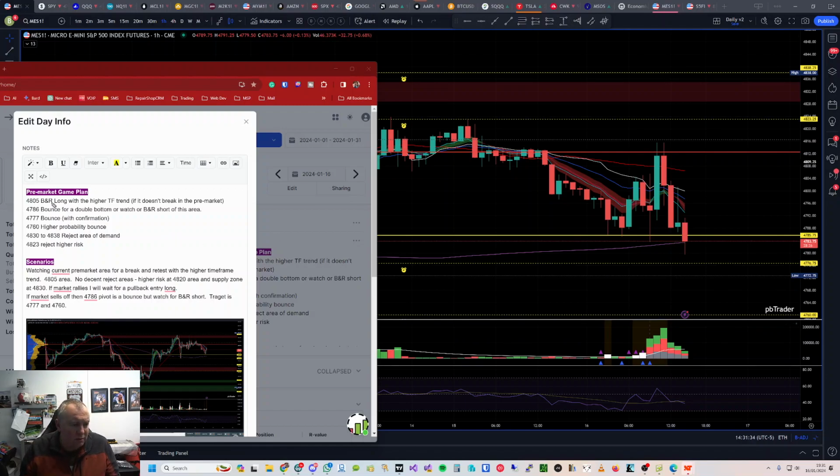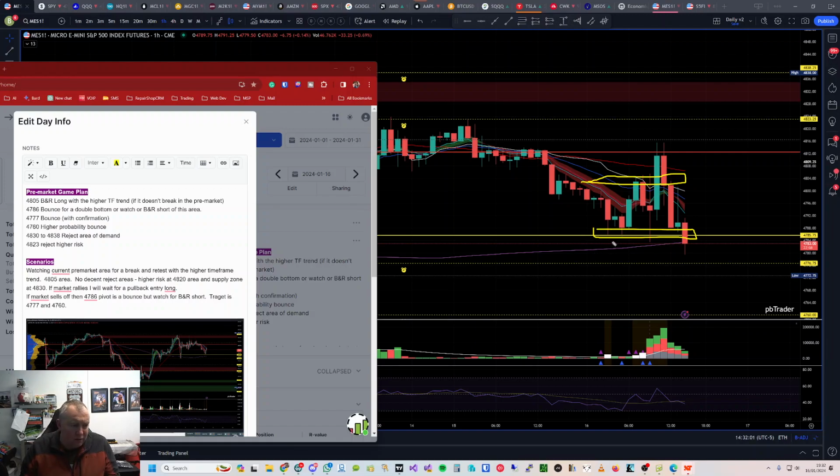So these are the plays I was watching. I was watching 48.05 for a bounce. Break and retest long, which will be this area here. That's with a higher trend. I did take that earlier, which I'll get into in a second. I was watching 47.86, this area here, for a bounce, which is what I did take.